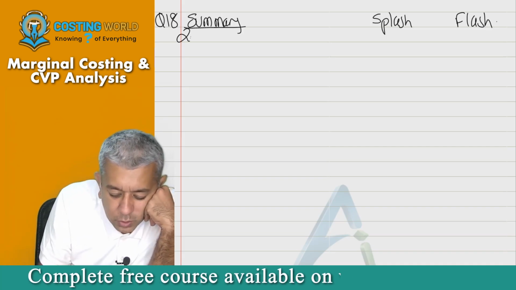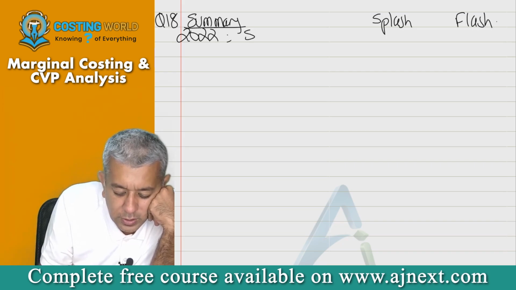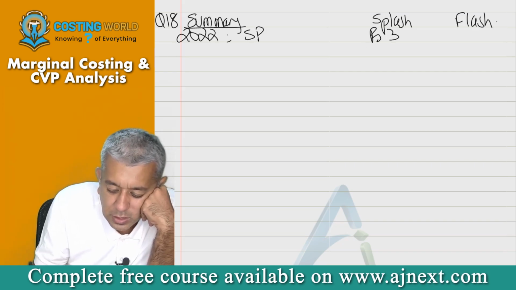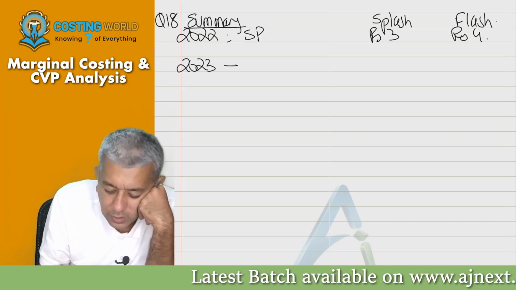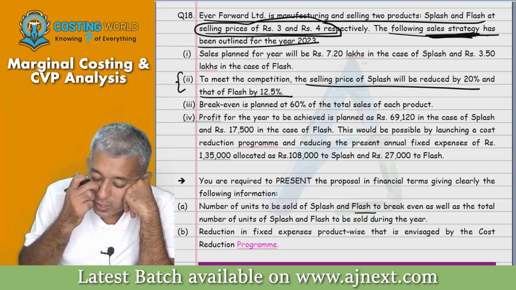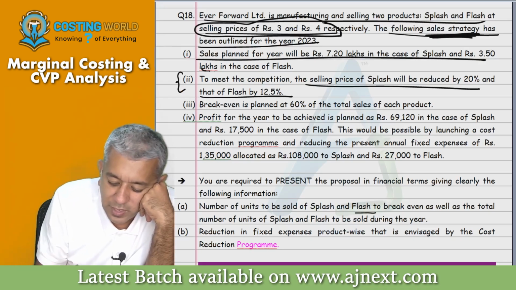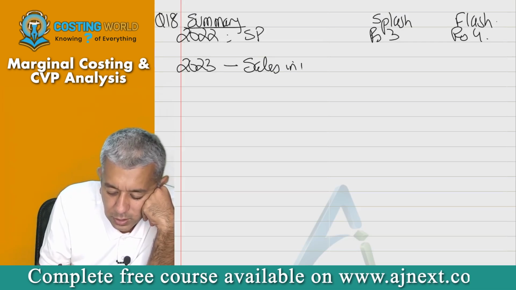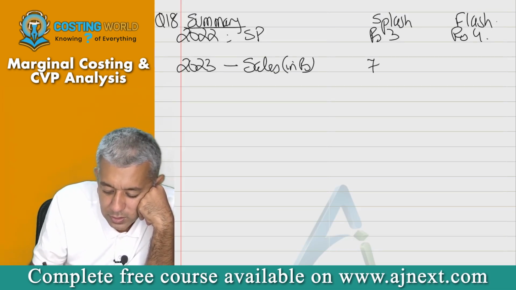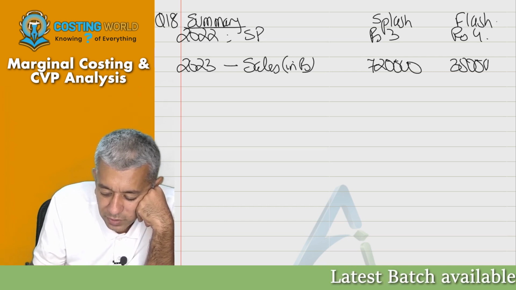So write down over here 2022. Selling price is 3, selling price is 4. Leave 2 lines, write down 2023. In 2023, what are we planning? Sales, we are planning this much and this much. So write down sales in rupees: 7,20,000, 3,50,000.